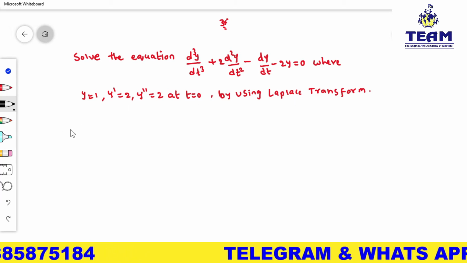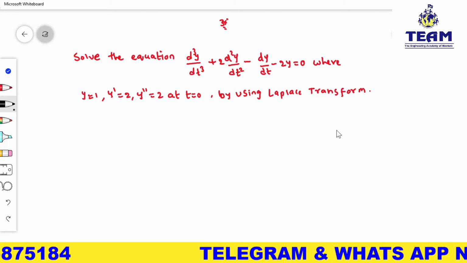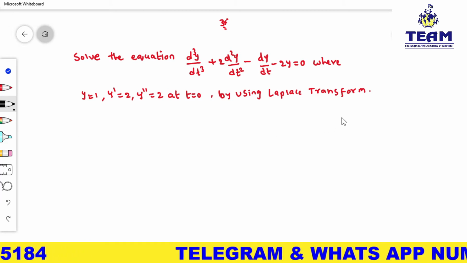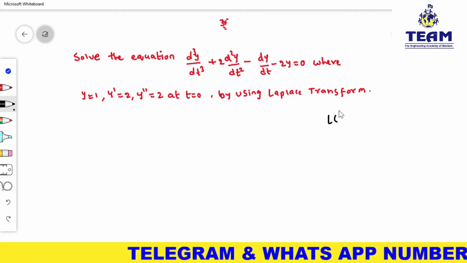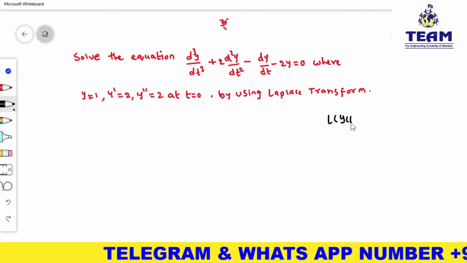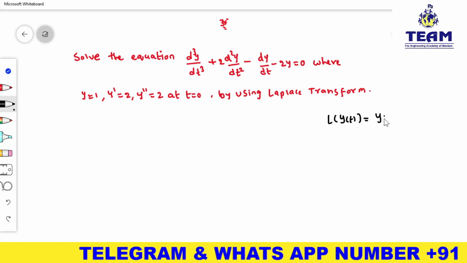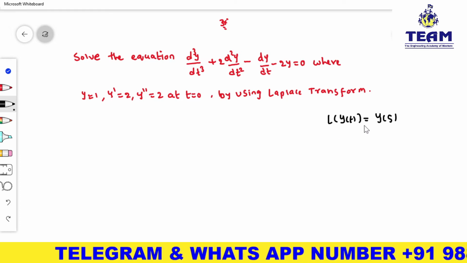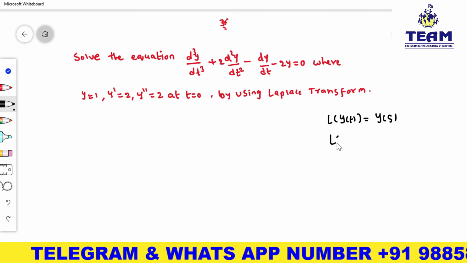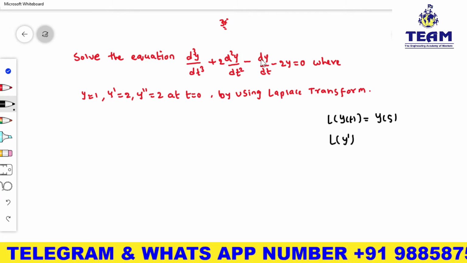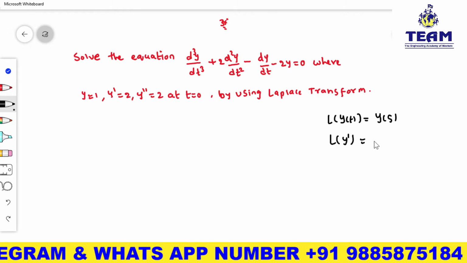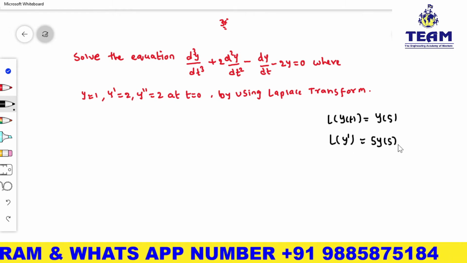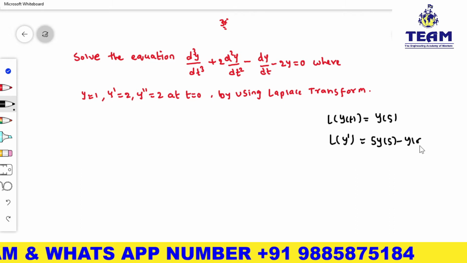So friends, first write down the Laplace transformation formulas we have. On the left side, I am writing L of y in terms of t. So simply, L of y of t is equal to Y of s. Friends, you can also write L of y. Both are the same. Next, L of y dash, L of dy by dt, I can say y dash. Now L of y dash is s into Y of s minus y of 0.